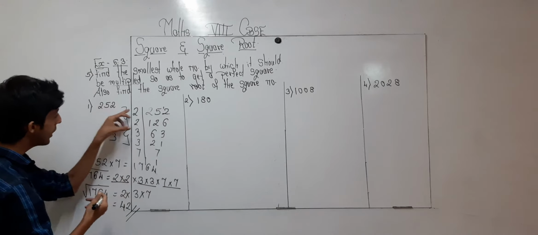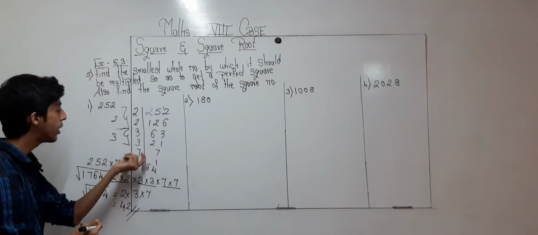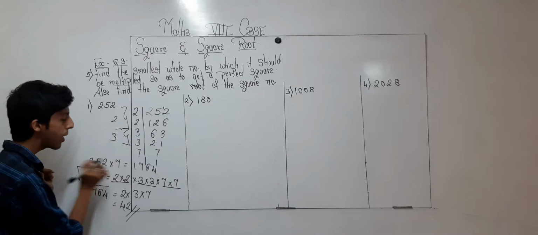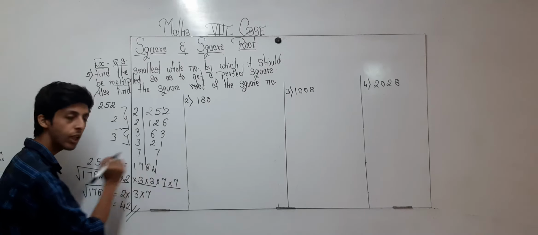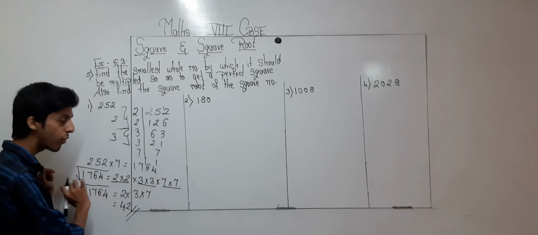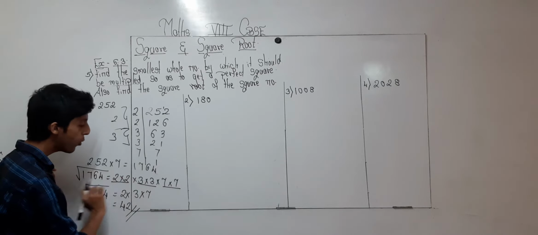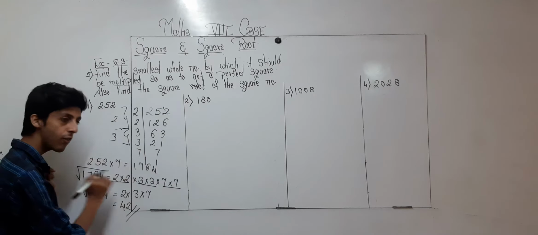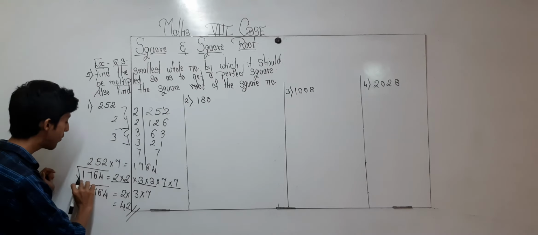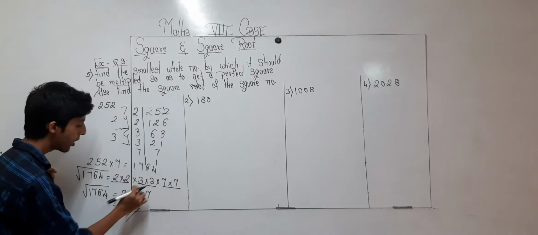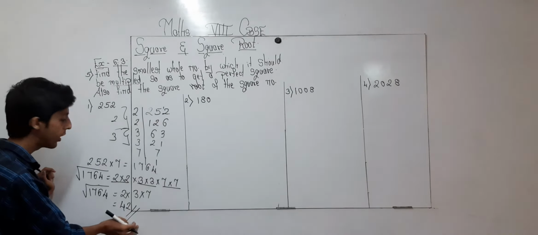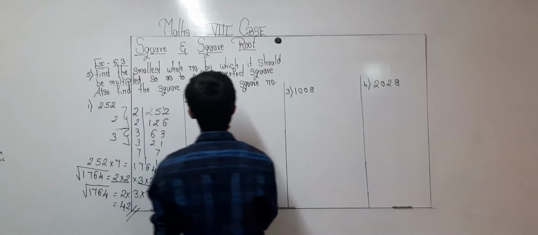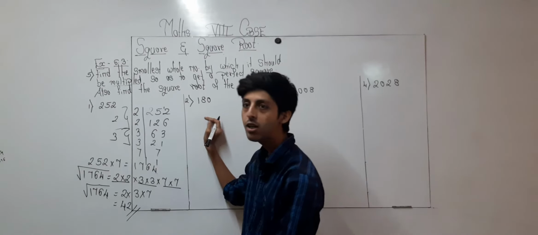So over here you can see a pair of 2, a pair of 3, but you cannot see a pair of 7 over here. So 252 should be multiplied by 7. So what do I get? 1764. So I can find the root of 1764. How? 2 into 2, 3 into 3, and 7 was there till 252, but we also multiplied by 7. So we get 1764. So over here 2, 3, 7. It is 42. So root of 1764 is 42. Now moving on to our next question, question number 2, 180.